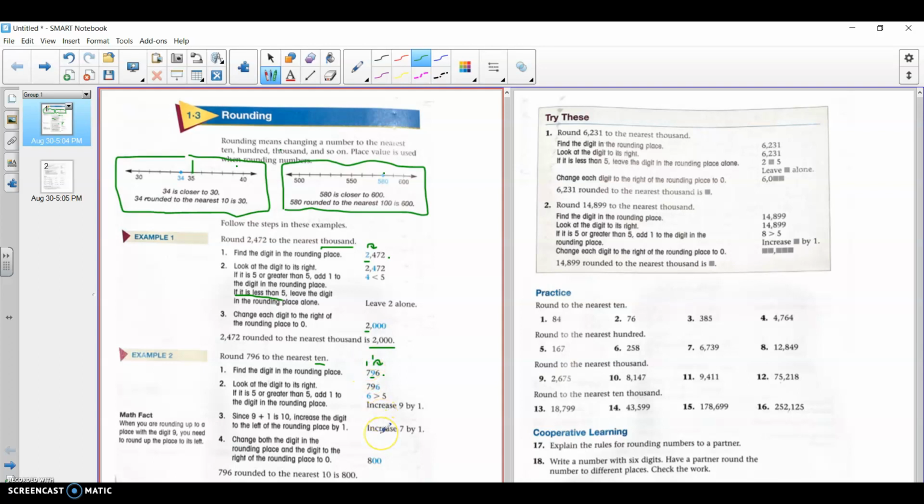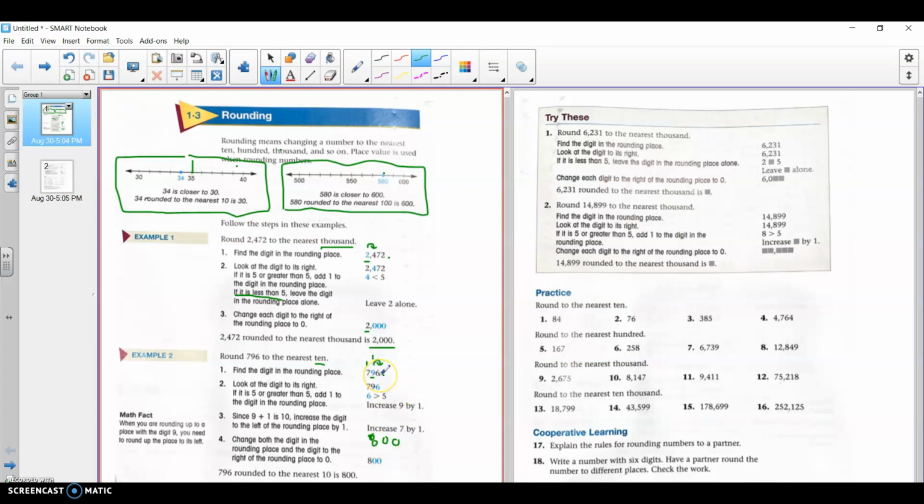And that's going to give me 8. So I have an 8 for the 7. It's not a very good 8, and I apologize. An 8 for the 7. The 9, because we did 9 plus 1 gave you 10, that's going to be a 0 anyways. And then we know to change both the digit in the rounding place and the digits to the right of the rounding place, which is the digits to the right of the underlined number, becomes 0. And that is how we get 800.